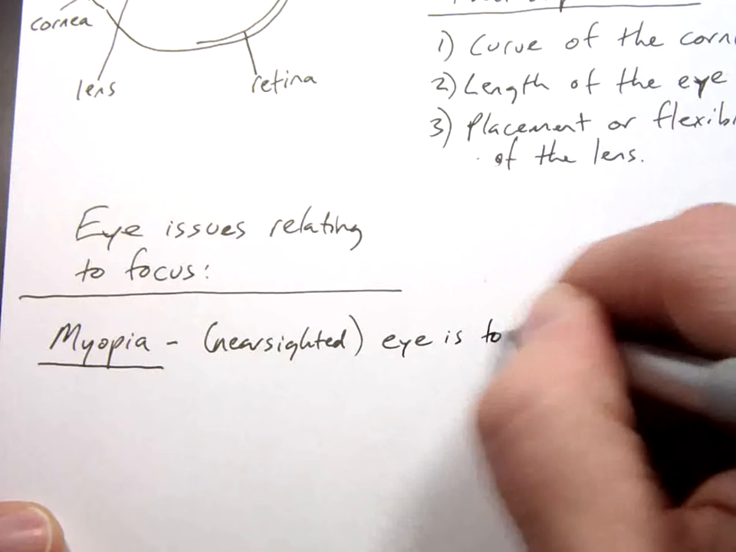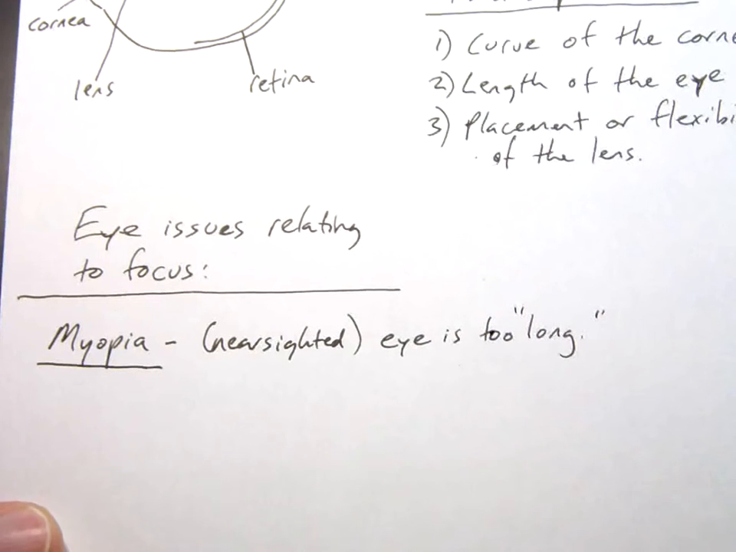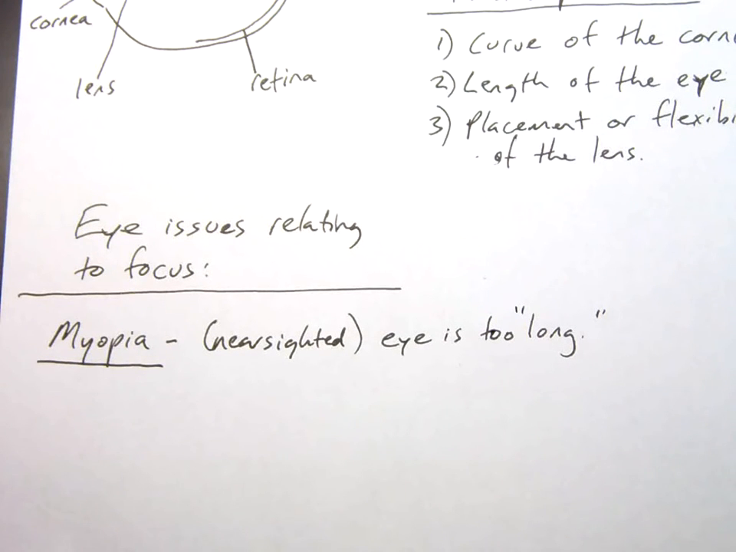is "too long." Note, I'm putting that in quotation marks because it doesn't necessarily have to be that the eye is too long. What else could it be?